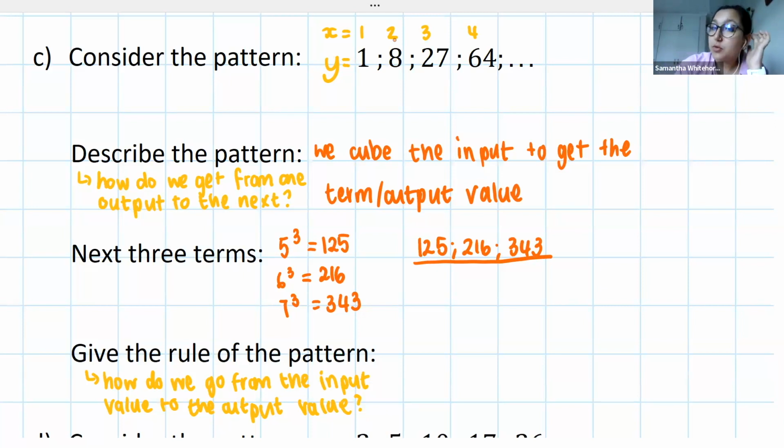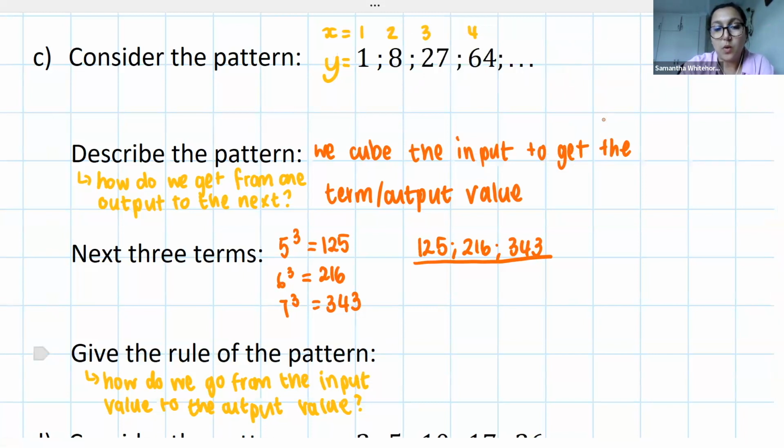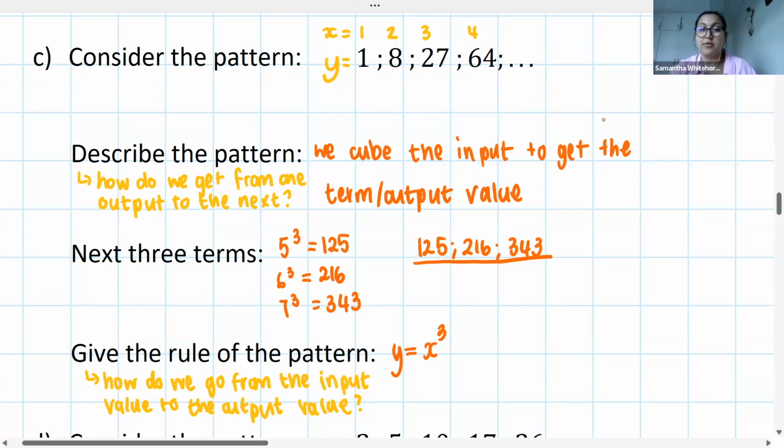Right, when it comes to a rule for this pattern, we've essentially already done it. We're now going to take what we know is happening and we're going to put it in a rule. We know that in order for us to get our output value, which is y, we have to take the input value and we have to cube it. And that's exactly what we're doing here. We took all of those input values, we cubed them, and we were able to get our output value.